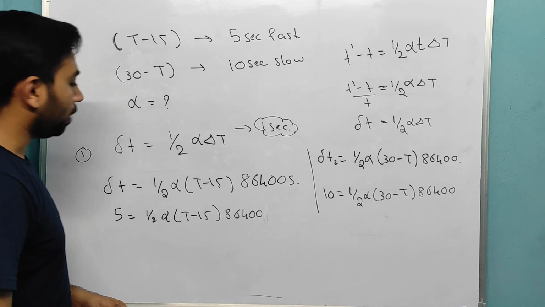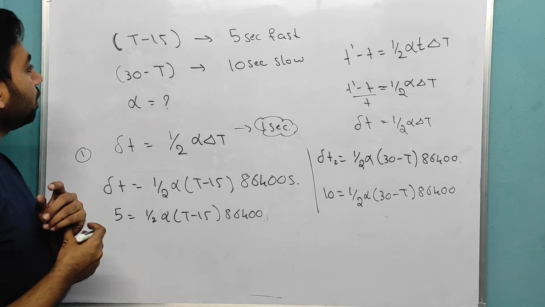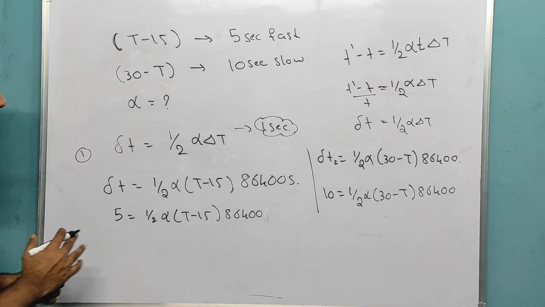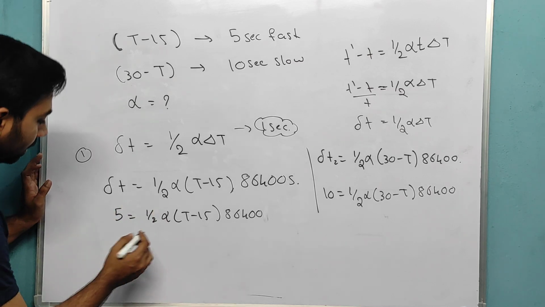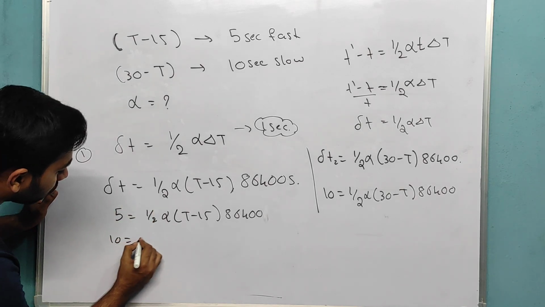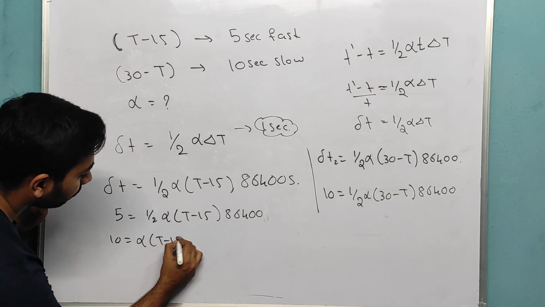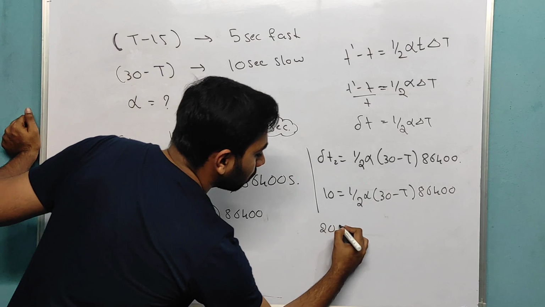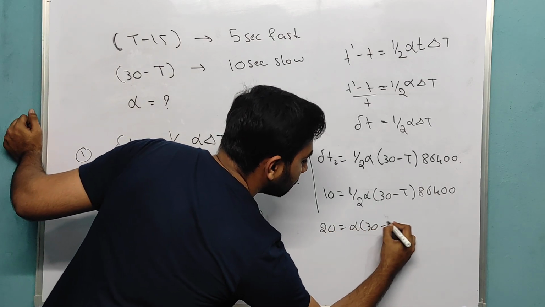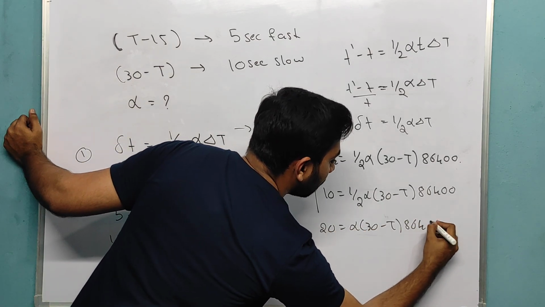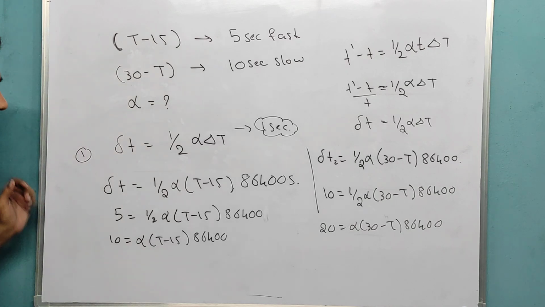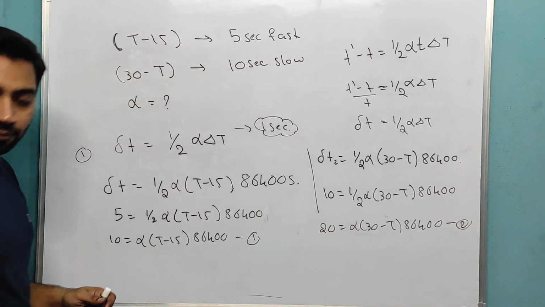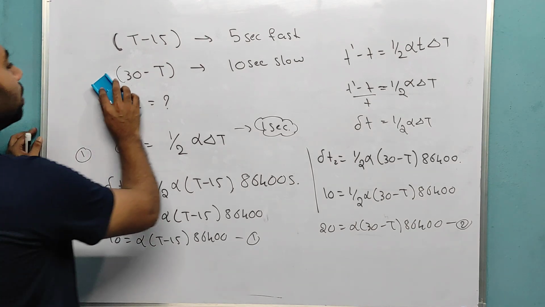See, here we need to find the α value. Okay, let's get started with it one by one. Can I write both of these like this? If I multiply here, 10 is equal to α into (t minus 15) into 86400. Here 20 is equal to α into (30 minus t) into 86400. Now if I compare both of these, it has 1 and it has 2.